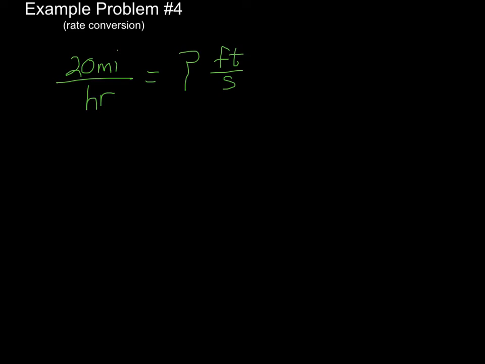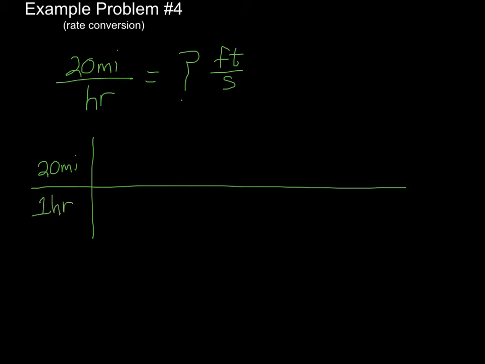Well, that's going to be a little bit more difficult, so let's set this up. This is going to be a little bit more involved. So let's go here, 20 miles on the top, 1 hour on the bottom, 20 miles per hour. Now we're going to first convert miles, I think. So I do need to know the equivalency between miles and feet, and I do know that 1 mile is equal to 5,280 feet.